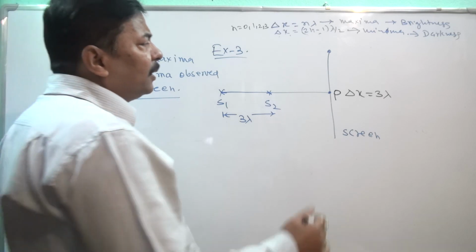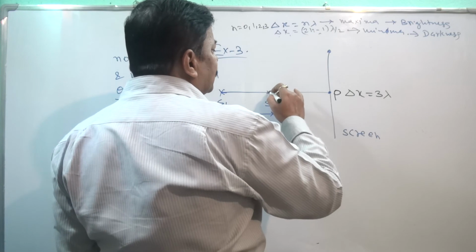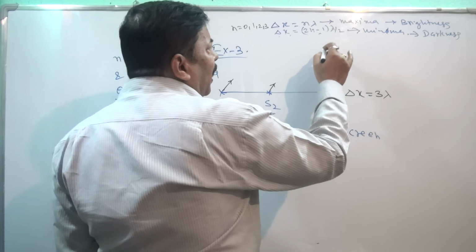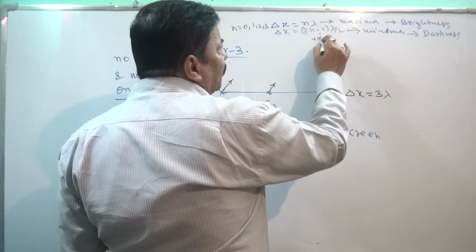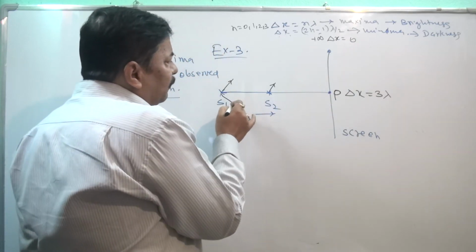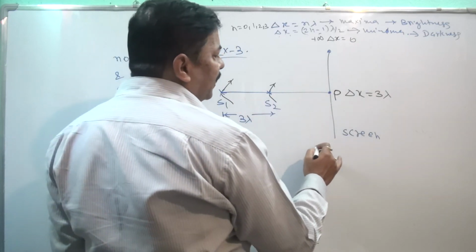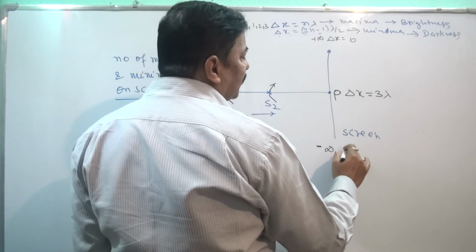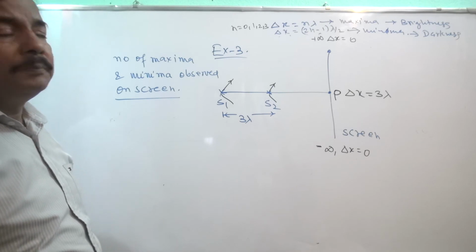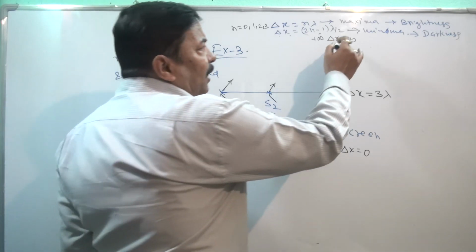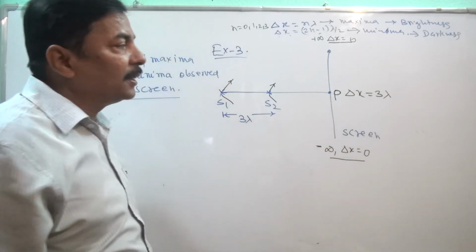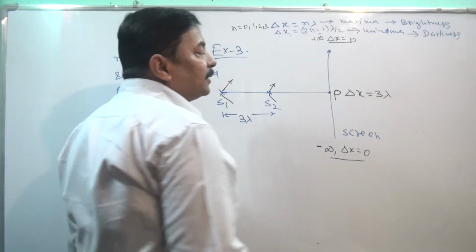Now if we take a very far away distance, then the rays are nearly parallel. So at infinite distance, if we take plus infinity, then path difference is 0. Similarly, if we move in this direction and take minus infinity, here also the path difference is 0. Now we have got the boundary. Here the path difference is 0 at plus infinity, here 0 at minus infinity, and here the path difference is 3 lambda.